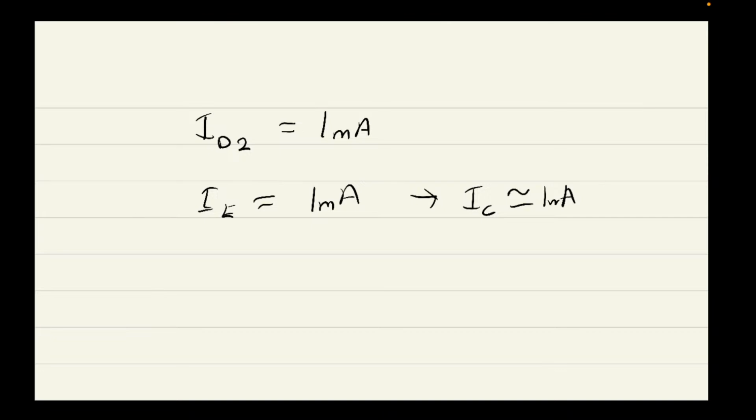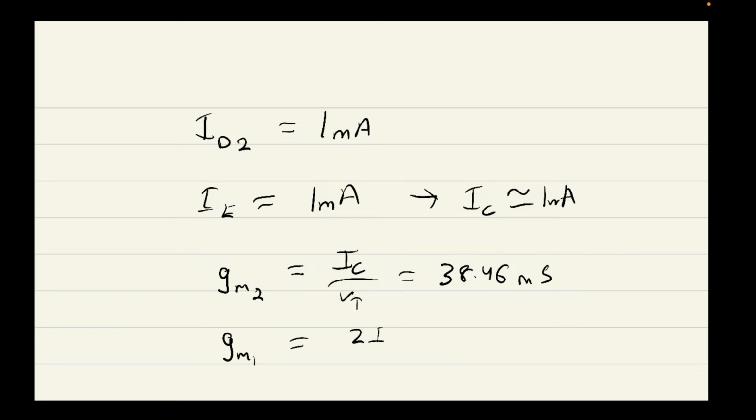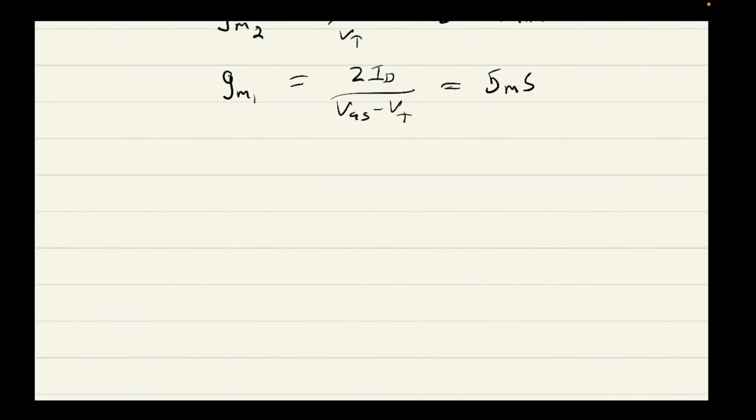What parameters do we need? Well, we've got IC. We need GM1 for the transistor up the top. We need GM2 of the MOSFET, and we're set to find everything. So GM2 is equal to IC over VT, which is equal to 38.46. Okay, GM1 is 2ID over the overdrive voltage. Okay, very nice. So we've got everything we need now, all the parameters that we need to find the gain of this.